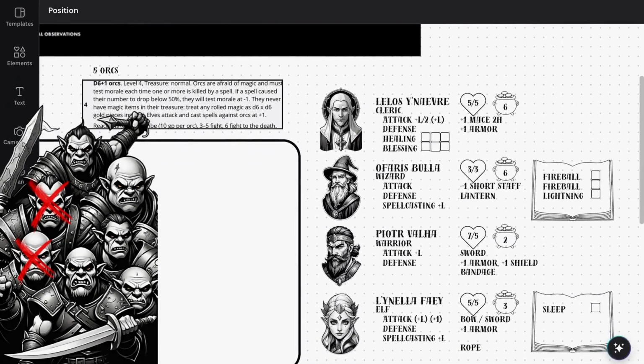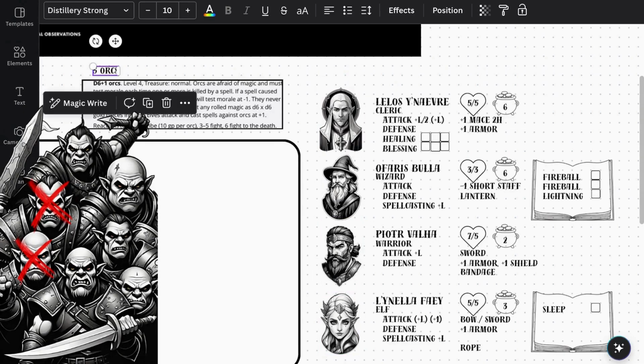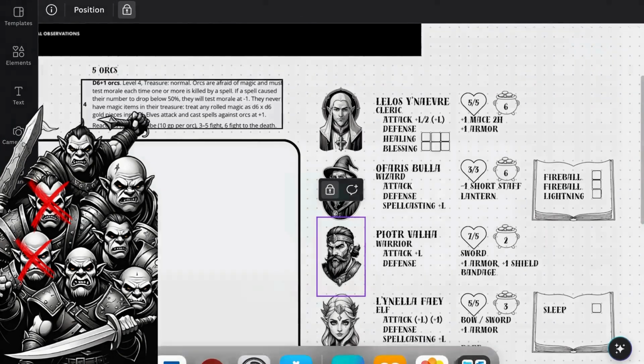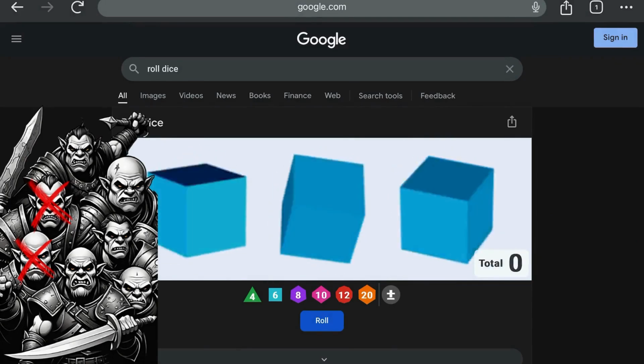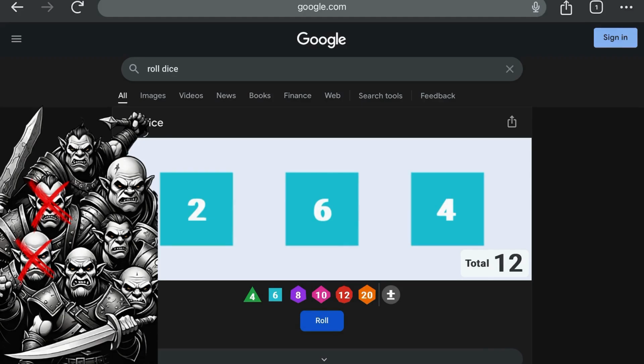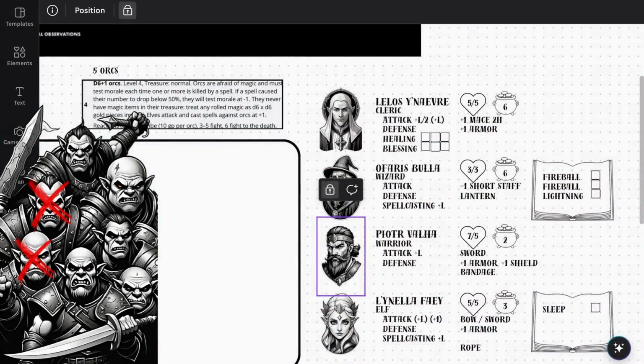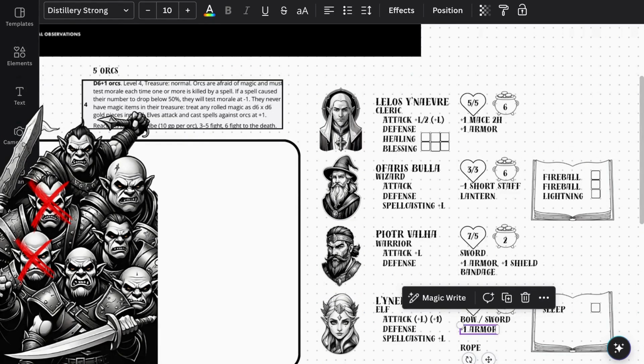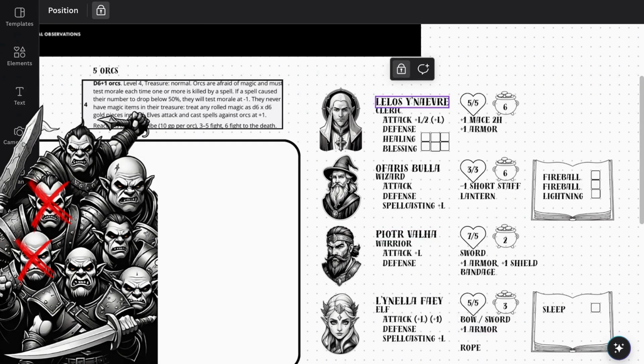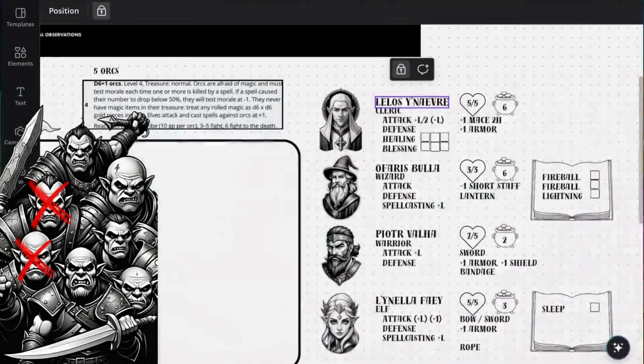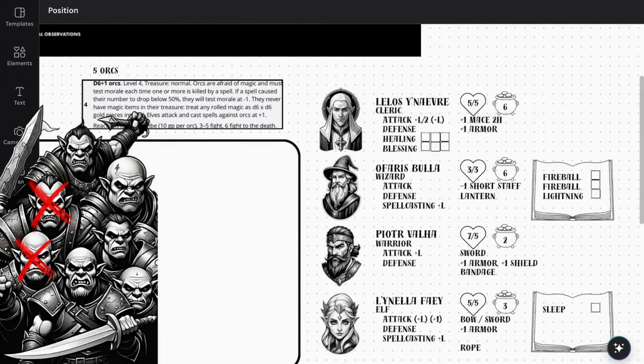Now it is time for the orcs attack, and they are 5. They are arriving to Piotr and Linella, and Opharis is in the background, so I assume that Lelos is also available to attack. So we have 3 characters who have to defend, but 5 times. Okay, everybody will defend once at first. 2 for Lelos, 6 for Piotr, and 4 for Linella. So 4 plus armor is 5. Okay, Linella is okay, Piotr is okay, but Lelos with the result of 2 plus 1, it's not enough.